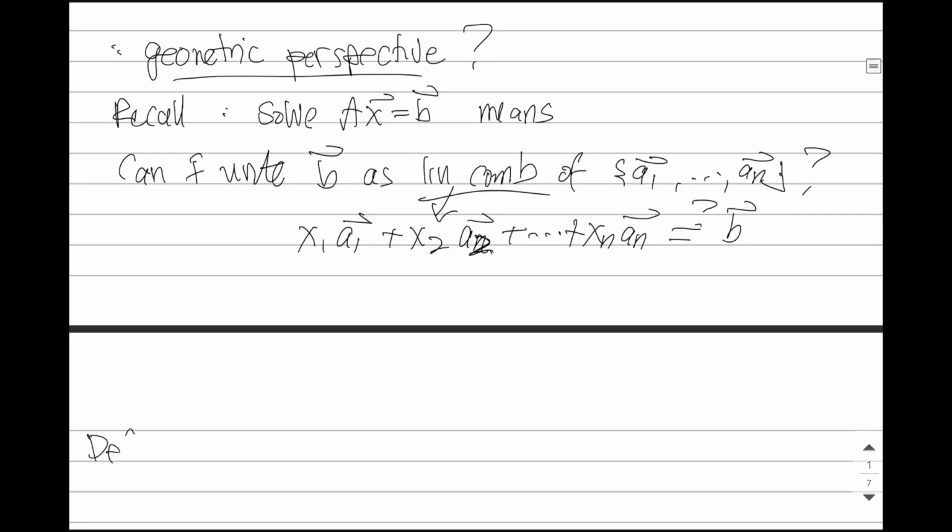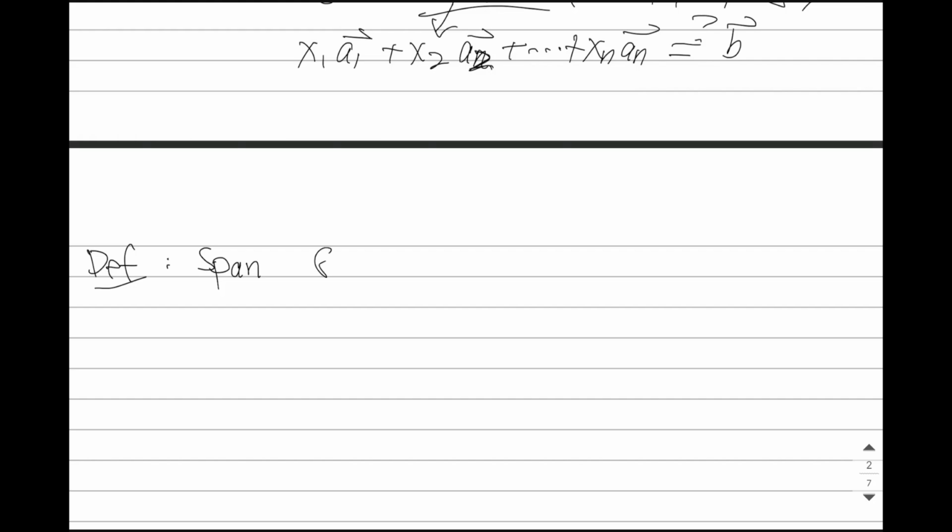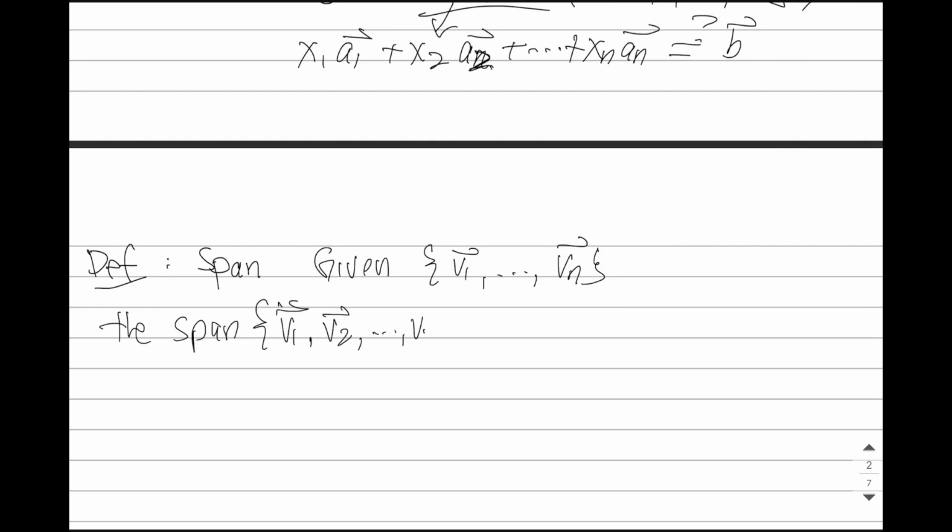So we are going to make a definition called the span of a set of vectors. If I give you a set of vectors, v1 all the way down to vn, the span of those vectors, and we're going to write it like this, span with the set notation v1, v2, all the way down to vn. The span of these vectors is the set of all possible linear combinations of those vectors.